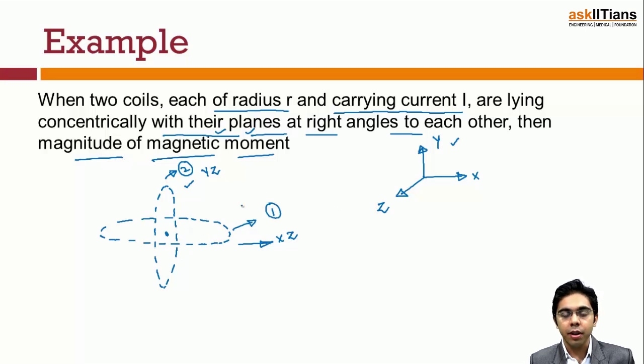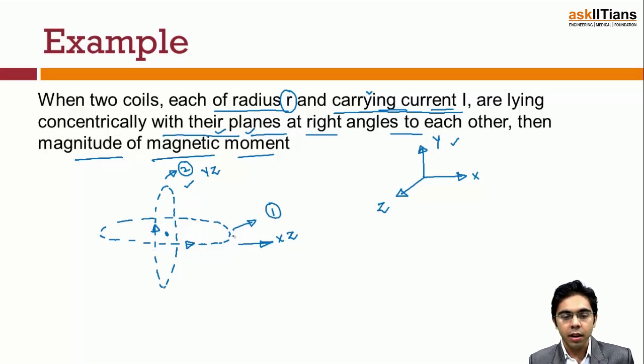Now it is given that these have radius r and are carrying current I. The direction of the current is not given to me, so I'm taking the direction of the current by my choice. You can take the other direction also, so I'm taking the direction somewhat like this.